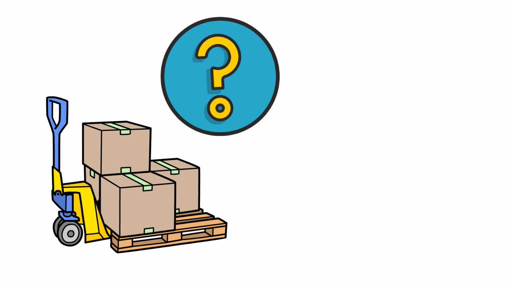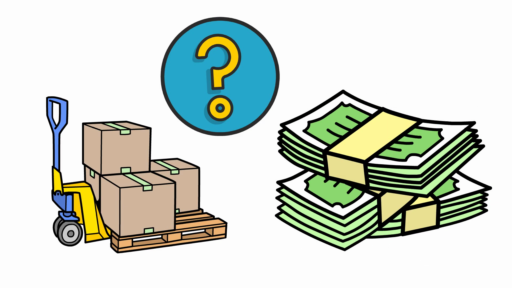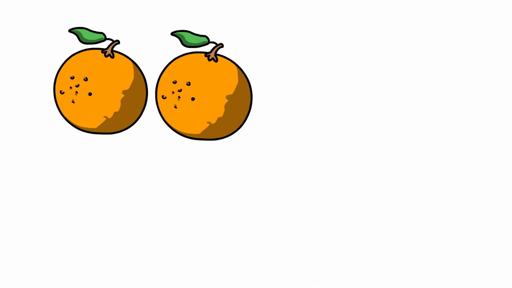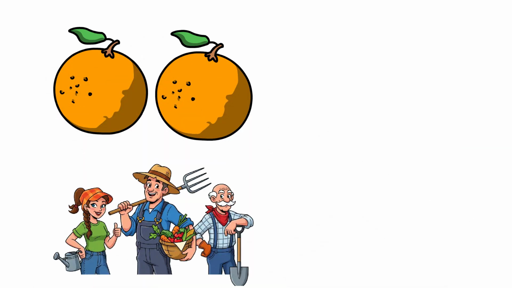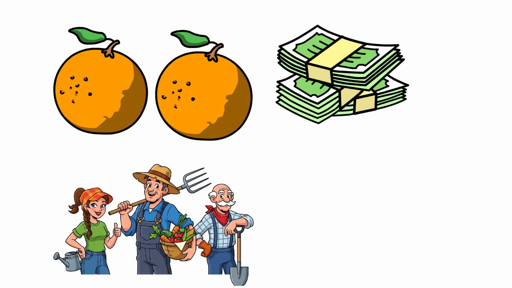Supply is how much of a good or service producers are willing and able to offer at different prices. Example, if the price of oranges increases, farmers want to grow and sell more oranges. Lower price, less incentive to supply.